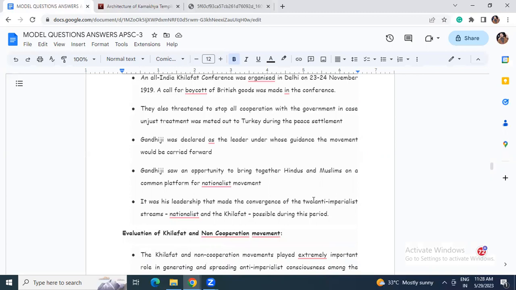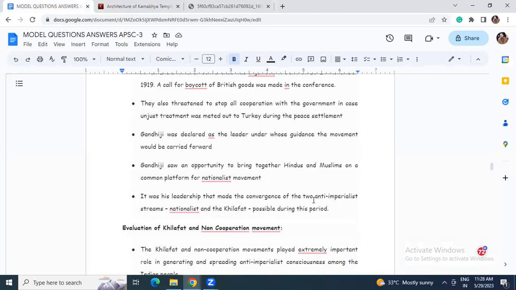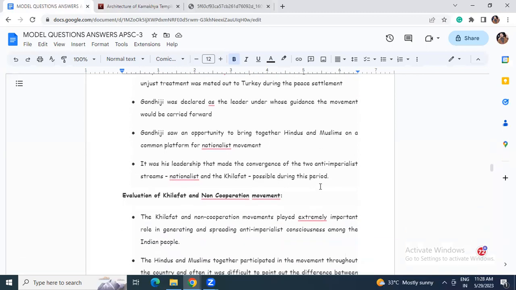Gandhiji saw an opportunity to bring together Hindus and Muslims on a common platform for the nationalist movement. It was his leadership that made the convergence of the two anti-imperialist streams, nationalists and the Khilafat, possible during this period. So Gandhiji brought these two anti-imperialist streams together.